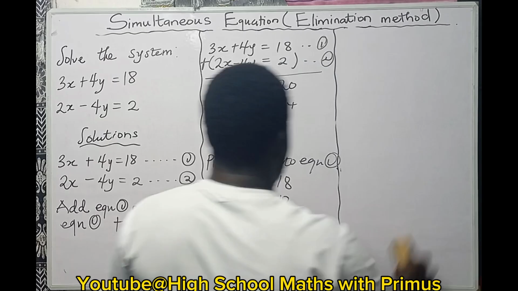4 cancels that 4. And then we have y equal to 6 divided by 4, which is 3 over 2. So we can now say that the values of x and y that satisfy this system are x equal to 4 and y equal to 3 over 2. So these are the values that will make the equations true. This is how we go about solving simultaneous equations using the elimination method.